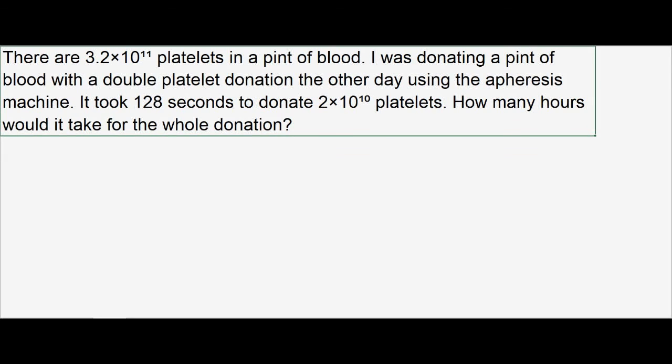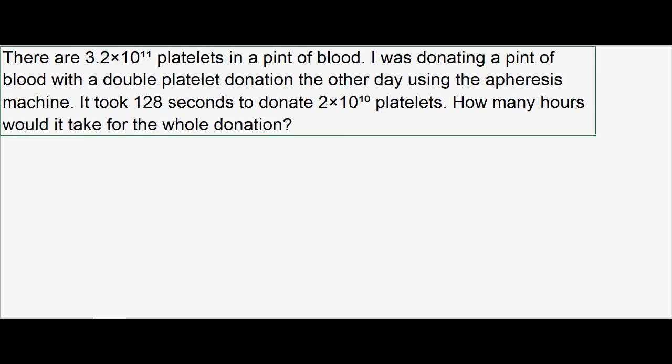I was donating blood the other day. It was actually a platelet donation, so I donated a pint of blood, but the machine also took out a double donation of platelets. Typically, a pint of blood has 3.2 times 10 to the 11th platelets, and I donated twice that.